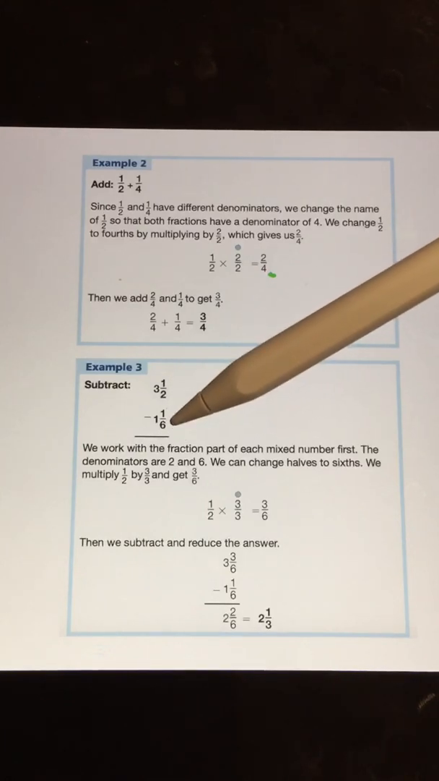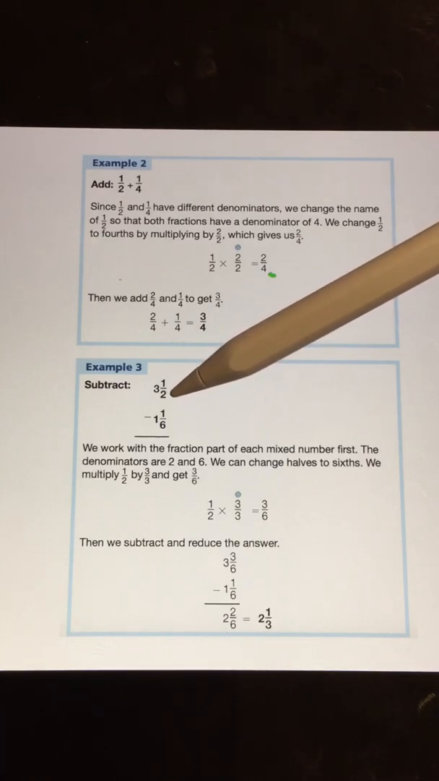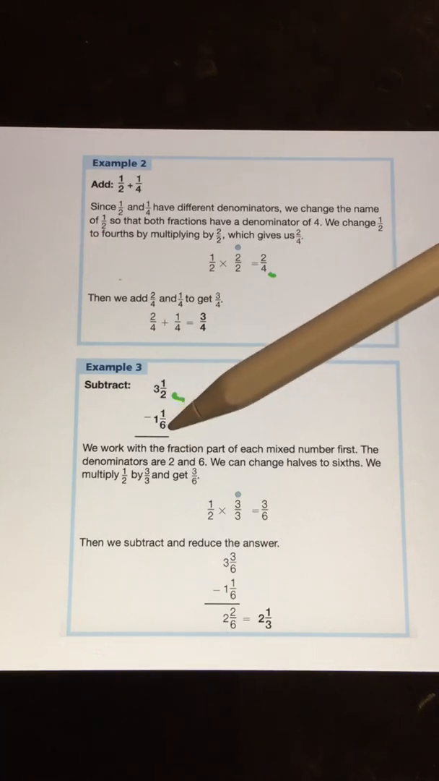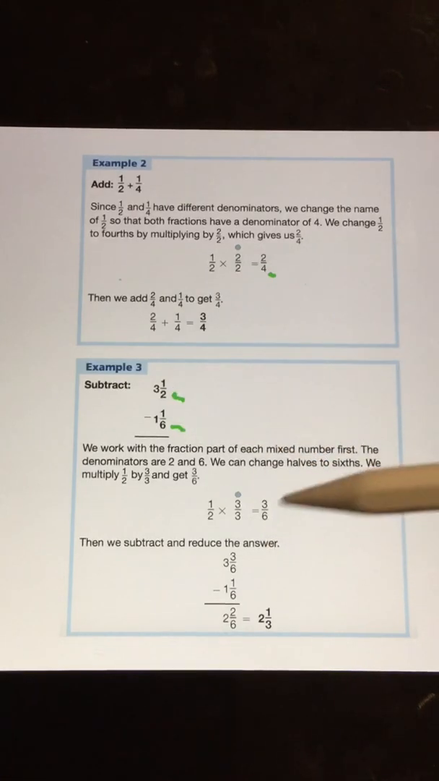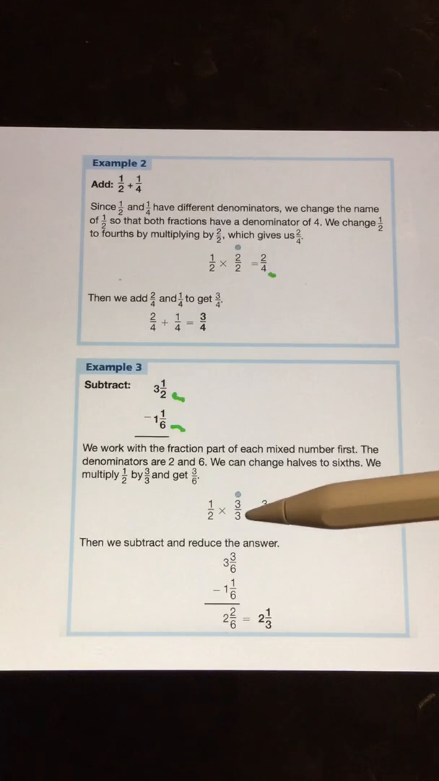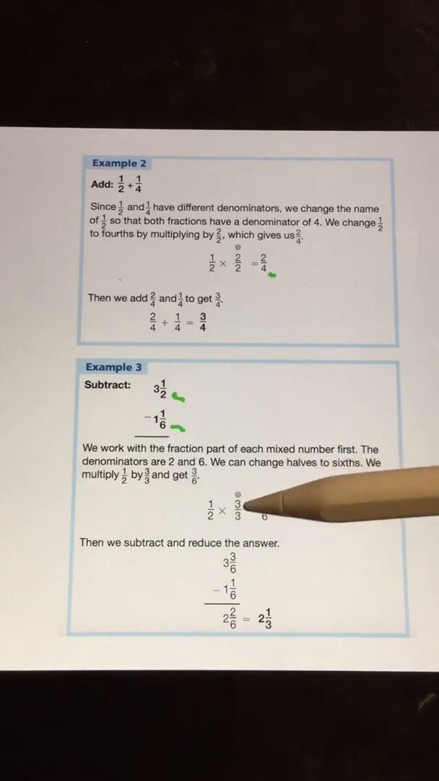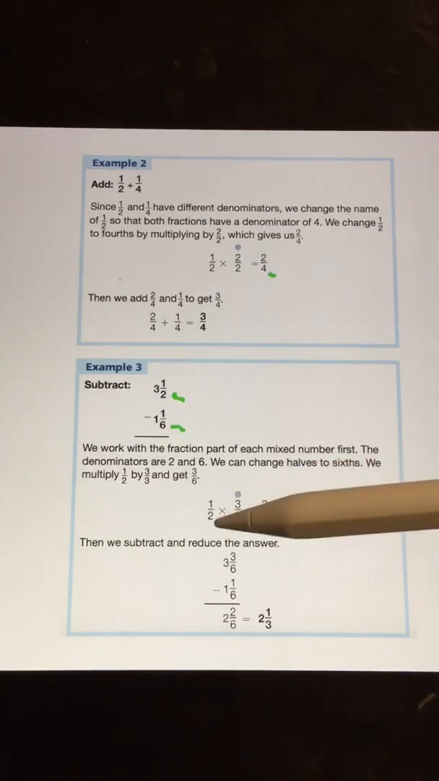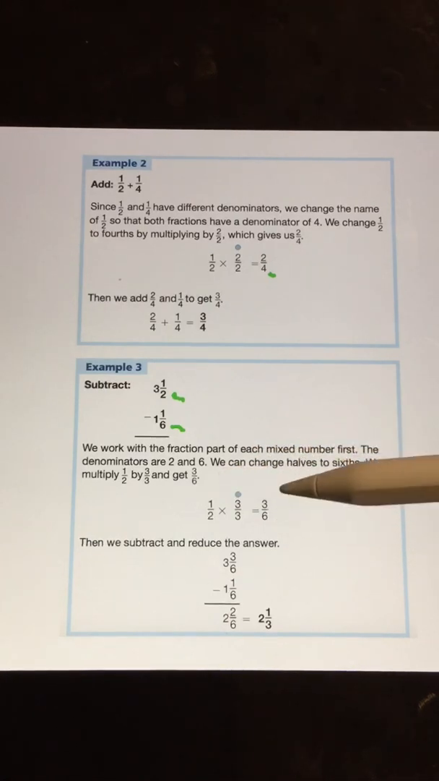All right, so here we have 3 1/2 subtracting 1 1/6. We have 2 different denominators. Right away I look, will that go into that? Yes, it will. How many times will that go into that? It'll go in there 3 times, right? So I will multiply 2 times 3 to get 6, and I will multiply 1 times 3. Whatever I do to the denominator, I need to do to the numerator. All right, so then I have 3/6.